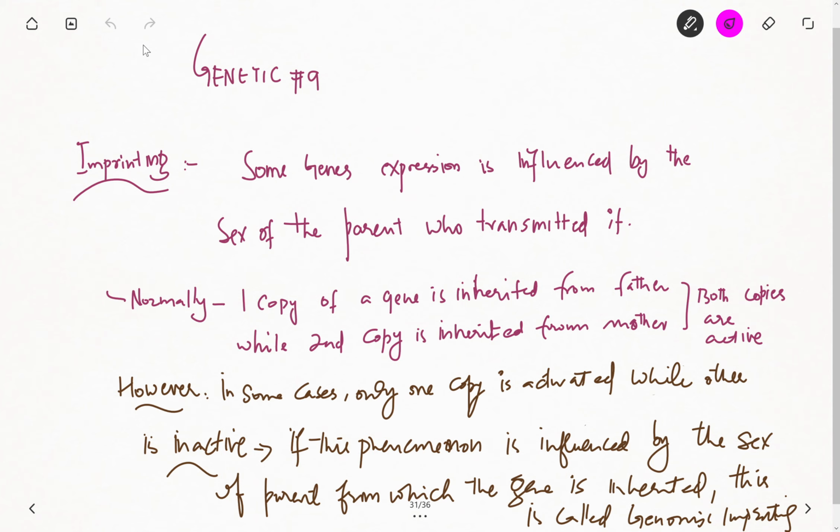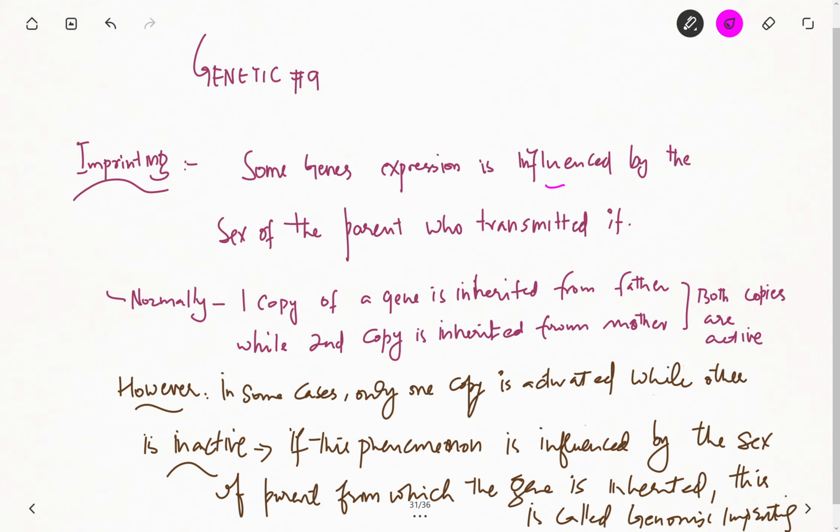Today's video is very important. It is genetics lesson number 9, and it is about imprinting. Imprinting means that some genes' expression is influenced by the sex of the parent who transmitted it to the offspring.